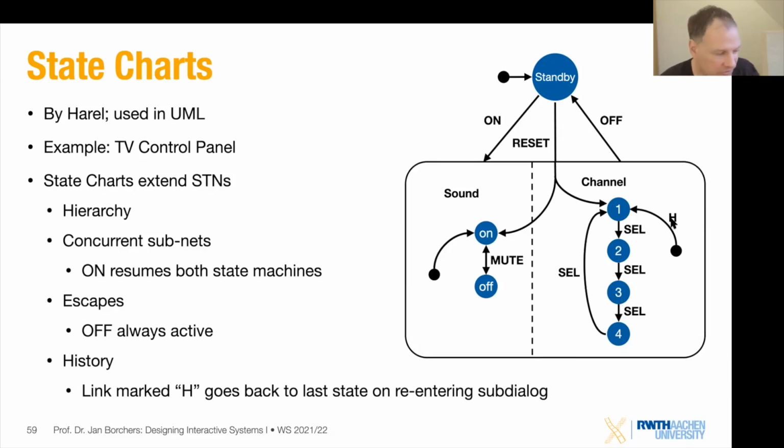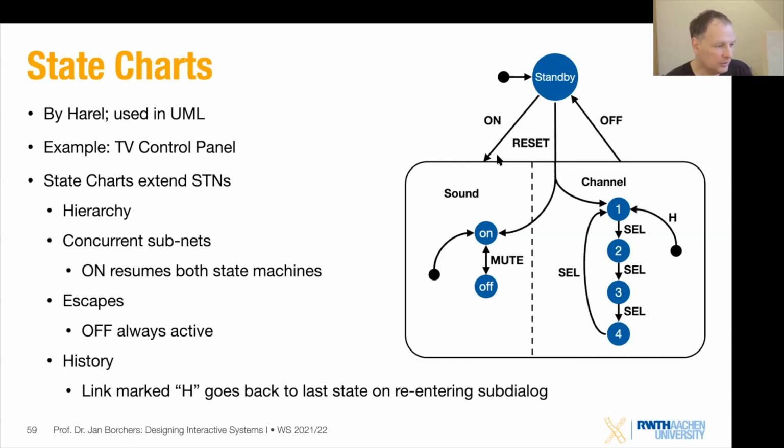Let me explain now what we're seeing here. We're seeing a remote for a really simple TV. This TV only has an on and off button. It has a single channel button that you can use to flick through 4 channels. And it has a simple sound button that you can only turn on or off, like a mute button. And it has a reset button to reset the TV to sort of factory defaults.